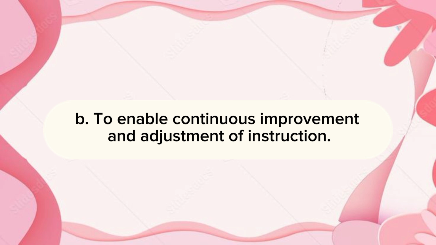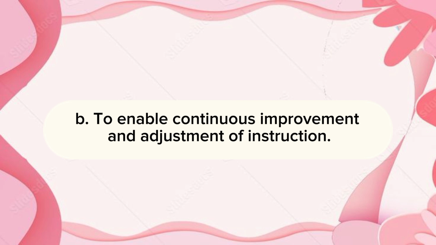So why are the others incorrect? Letter A, by emphasizing individual competition, this can create a divisive and competitive environment. Letter C, by ignoring student interaction. This will not facilitate collaboration or community building. Letter D, by assigning individual tasks only. This limits opportunities for students to work together and learn from each other. That's why the answer is letter B.